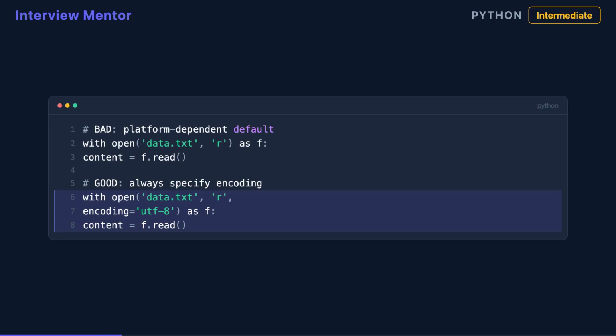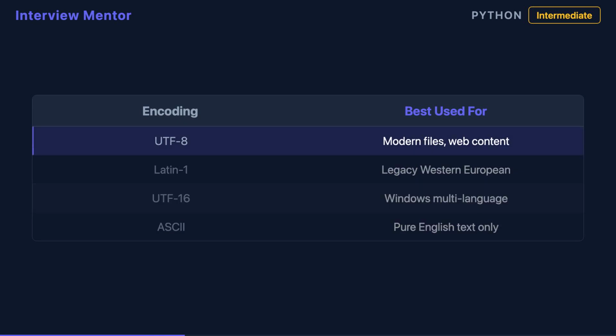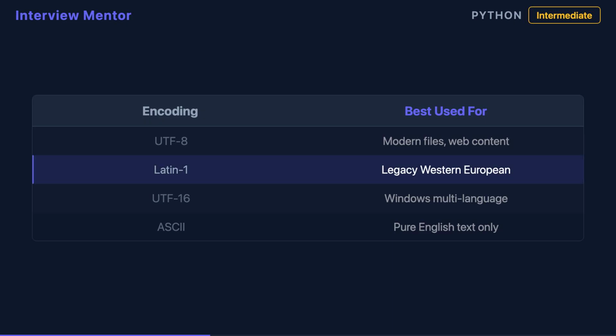For most modern files, specify encoding equals UTF-8. This single argument eliminates the vast majority of encoding errors before they ever happen. UTF-8 handles modern and web content. Latin 1 or ISO 8859-1 covers legacy Western European files.